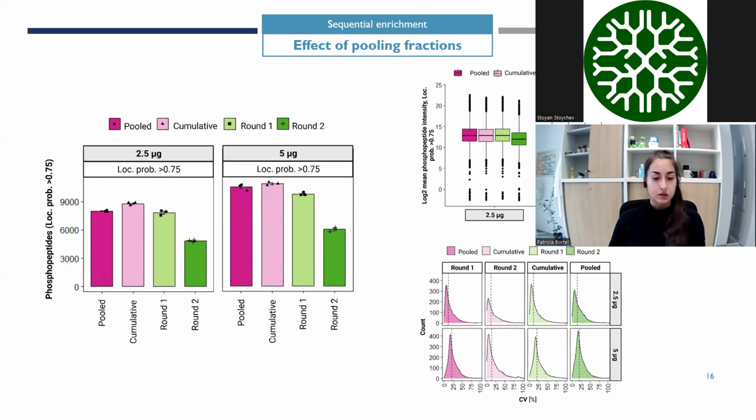And we also explored this type of pooling approach from a quantitative perspective. So here we calculated the CVs of the pooled fractions and compared them to the cumulative approach as well as to the single rounds. And reassuringly, we saw that the CVs were not significantly altered by this pooling approach and remained with a median of below 20%.